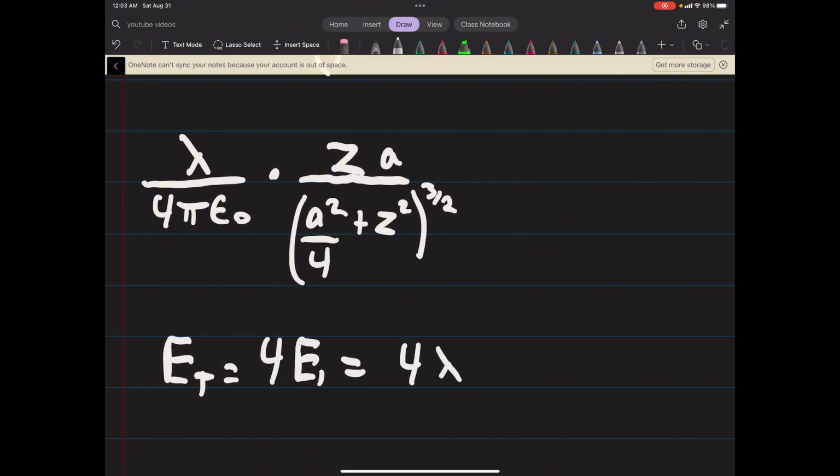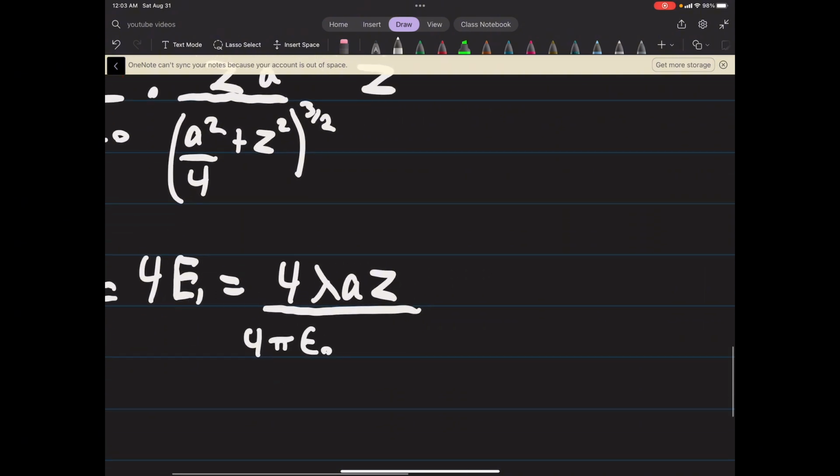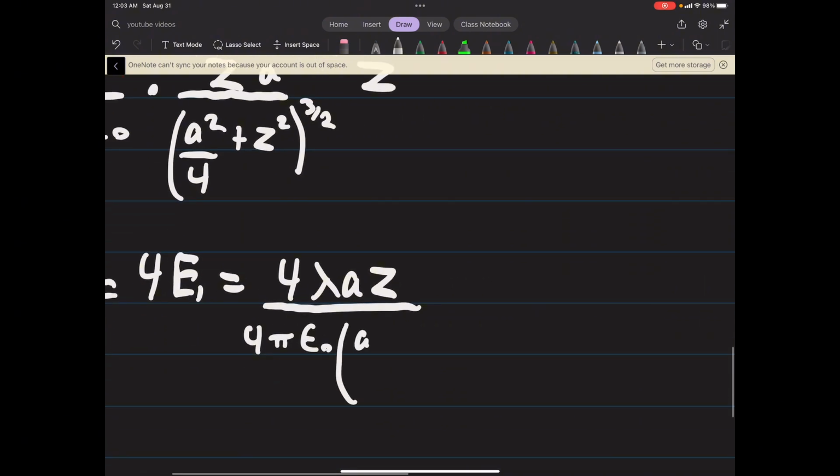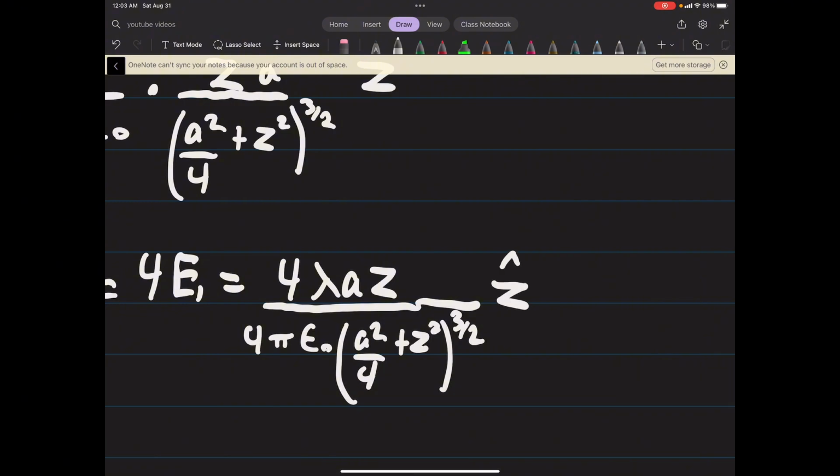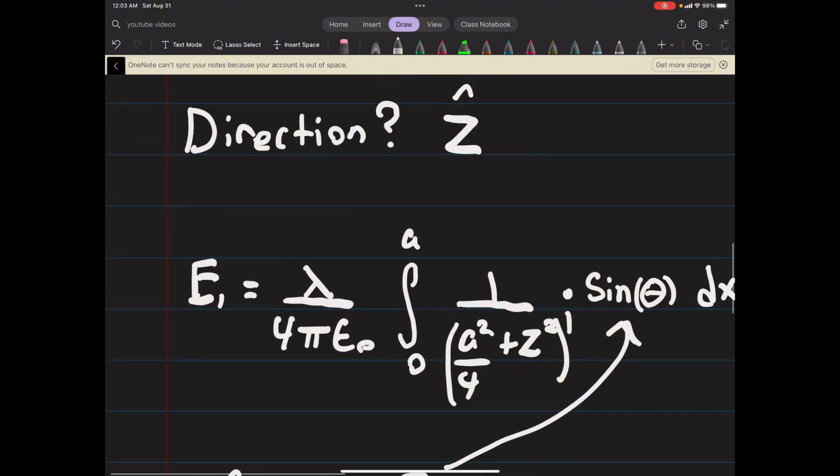So 4 lambda a z, and this is in the z hat direction, all over 4 pi epsilon naught times a squared over 4 plus z squared to the 3/2, and again this is in the z hat direction. So hopefully that makes sense.